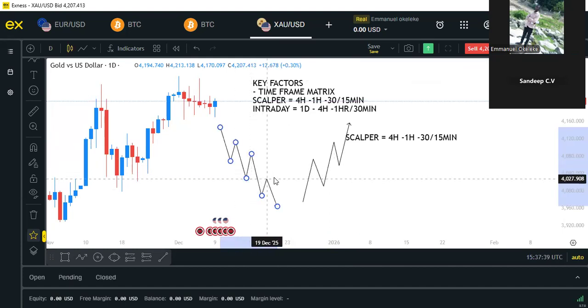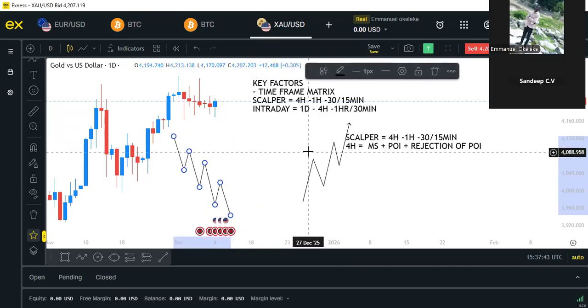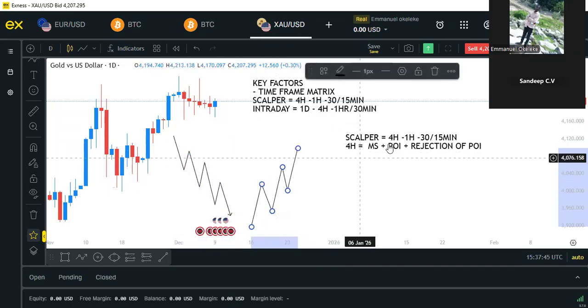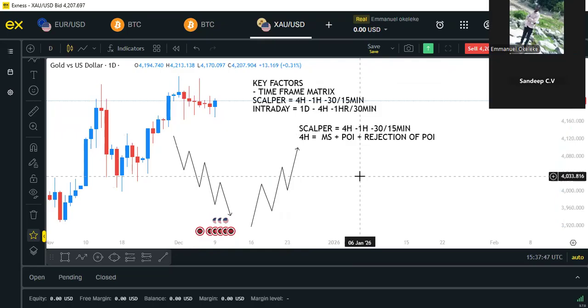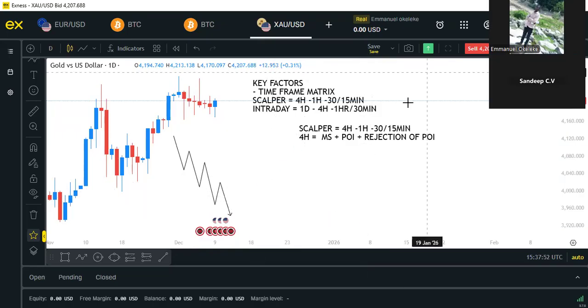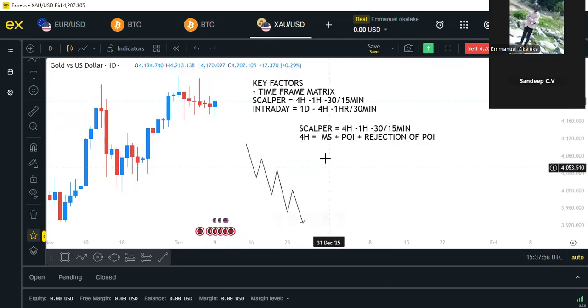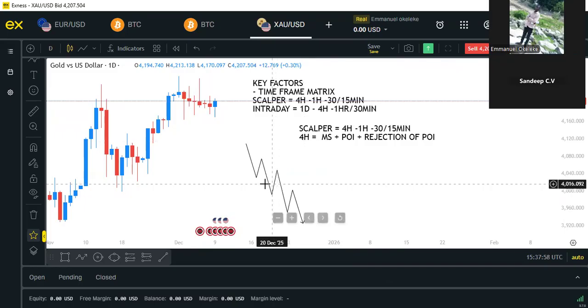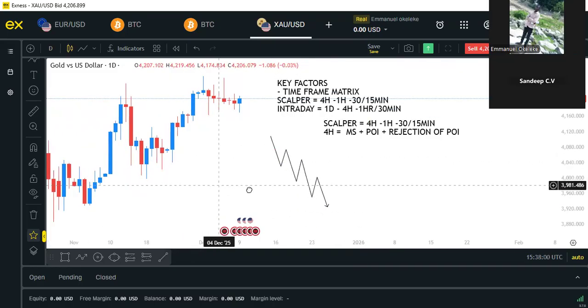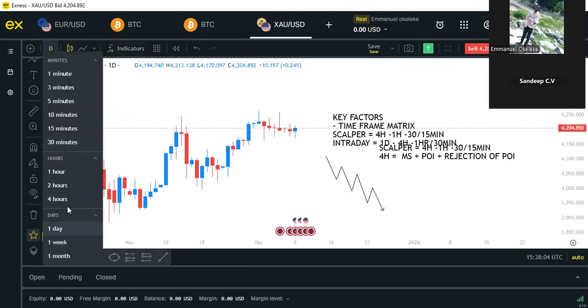And I'm going to show you how you can use that. As a scalper, I want to start my analysis from the 4-hour time frame. So let's assume that the 4-hour time frame is bearish. So we have determined our market structure, which is what? Bearish. It is bearish.